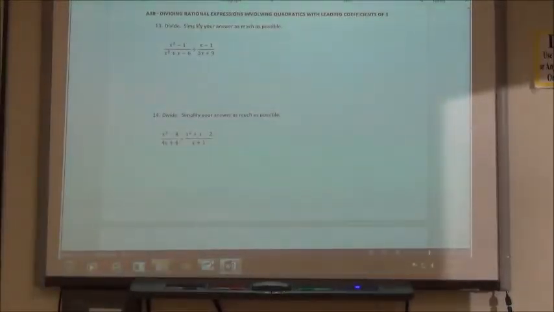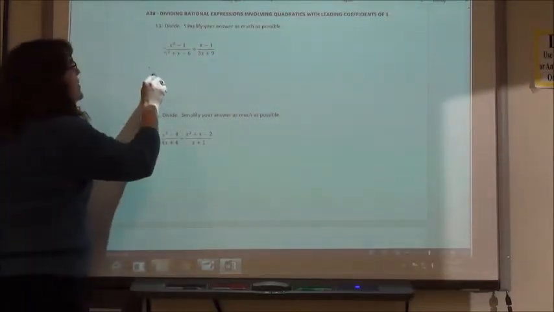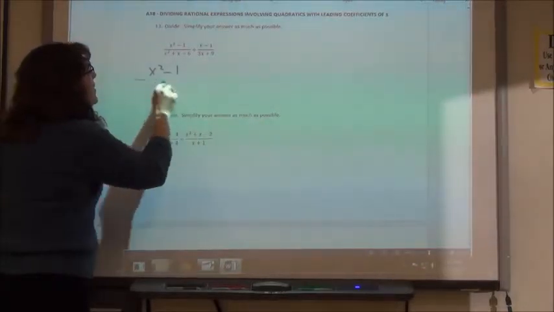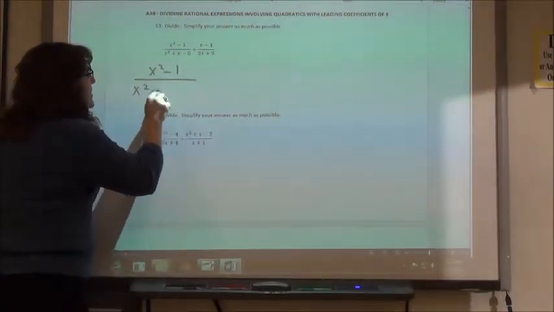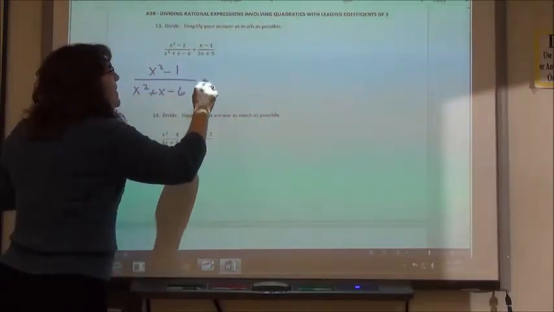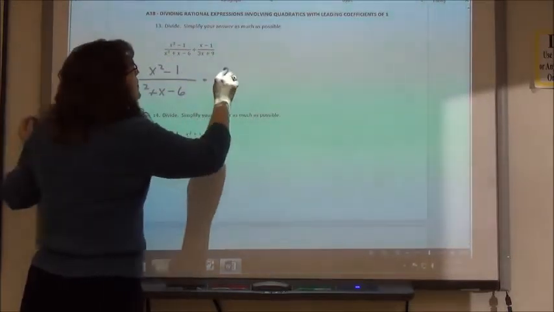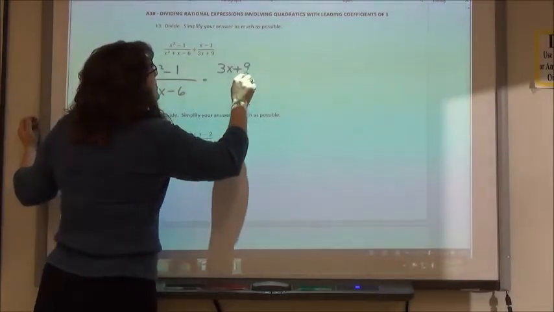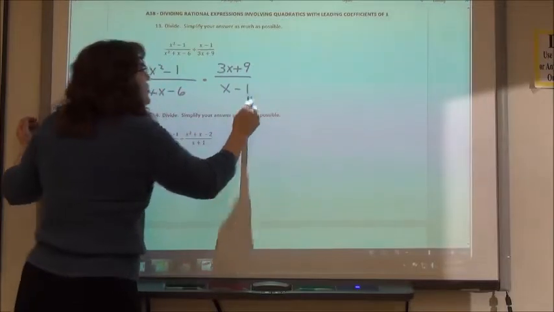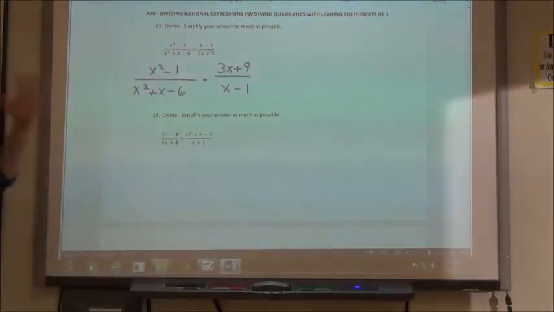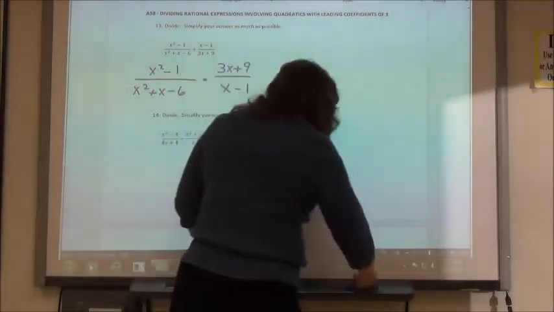So, dividing fractions again. Our first thing we want to do is flip that second fraction. So the first one's going to stay x squared minus 1 over x squared plus x minus 6. But then we're going to multiply by the reciprocal, so the 3x plus 9 goes on top, the x minus 1 goes on the bottom. Then we're going to do it just like we did the multiplying ones.